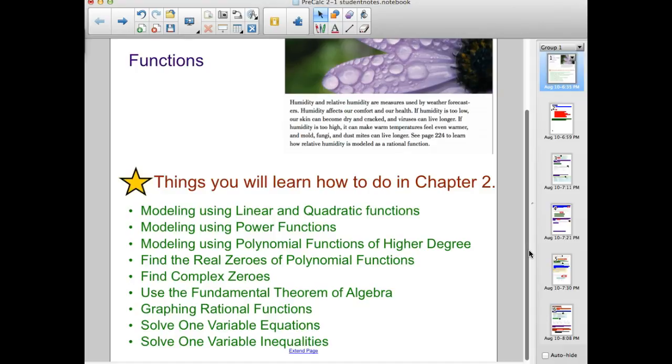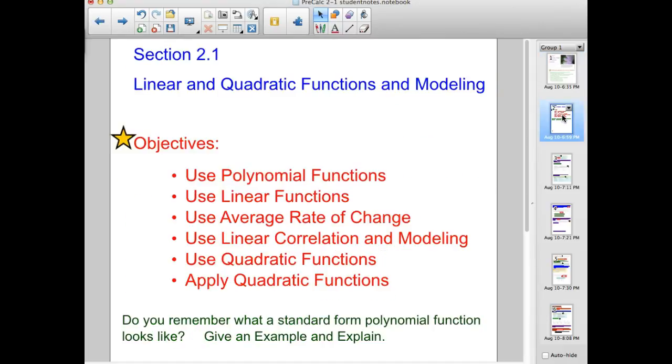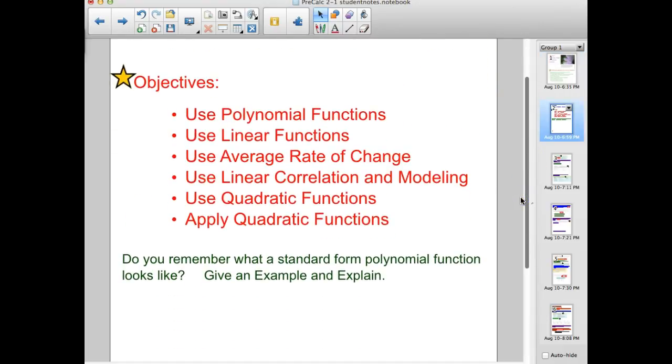And then after that, we're going to look at how do we find zeros, complex zeros. How do we use the fundamental theorem of algebra, graphing rational functions, and then solving equations and inequalities that involve just a single variable. That'll be the second half of our chapter. For today, we are going to look at polynomial functions and linear functions, and average rate of change, and also linear correlation. Tomorrow, we'll hit the quadratic functions, and then Monday, how do we apply those quadratic functions?